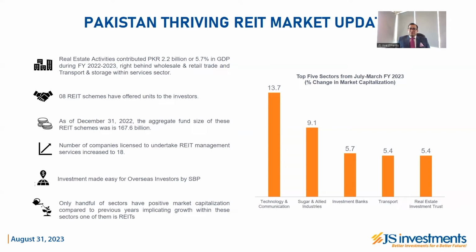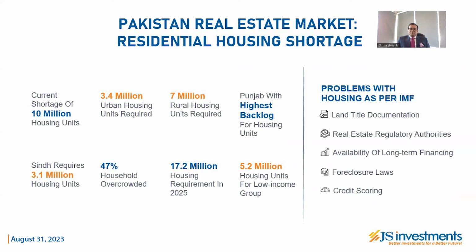Along with all of these points, the last point is quite notable and important, because there were only a handful of companies within July to March of fiscal year 2023 that showed positive market capitalization, out of which REITs is one of them. Now, since we've talked about REITs, it's very important to talk about their underlying asset, which is real estate. We'll be discussing 4 asset classes: residential, commercial, hotel, and logistics.